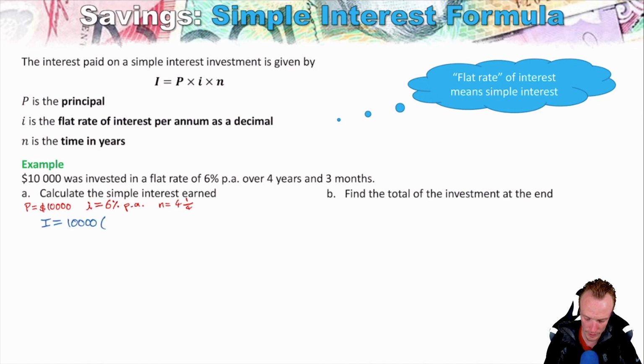Multiplied by the interest rate. Now, it's really important here that the interest rate needs to be as a decimal. So it's given to us as a percentage. We need to divide by 100 to get it as a decimal. So this is going to be 0.06. I probably should have done that before. You can essentially just move the decimal place over twice. So in our formula here, it's going to be 0.06. And then that's going to be multiplied by N, which is 4 1/4.